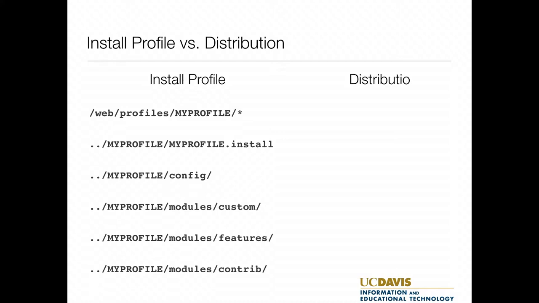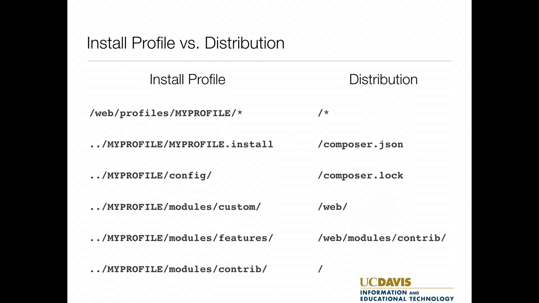The distribution is the thing that's in the web root, like I was saying. You have your composer.json file that's there, and that requires the profile and usually some other things. After you do the update or install, you end up with this composer.lock file that defines exactly what your project has in it: exactly which versions of all the modules, Drupal Core, all the Symfony stuff that it pulls in when you run Composer. There will be a web folder, and in there, there's extra stuff like web modules contrib, web core.